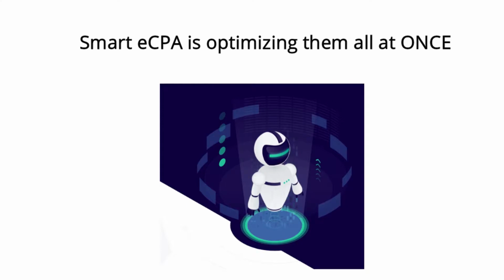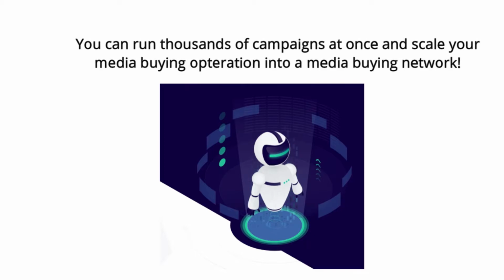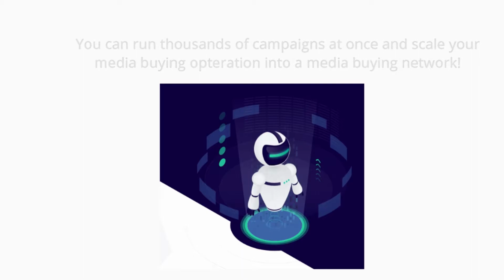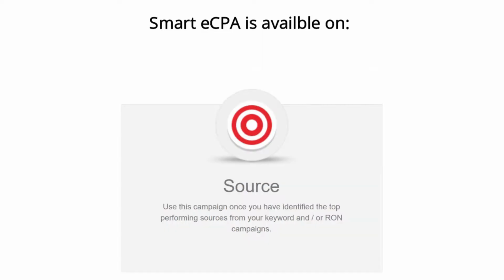Plus, it saves you a lot of time you can devote to getting new offers and running more campaigns. So you can run thousands of campaigns at once and scale your media buying operation into a whole media buying network. Smart eCPA is available for premium POP run on the network, source, and multi-geo campaigns.